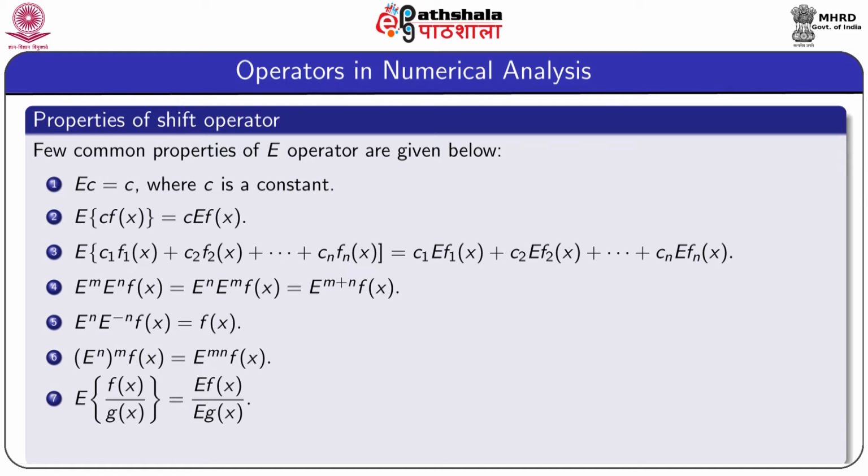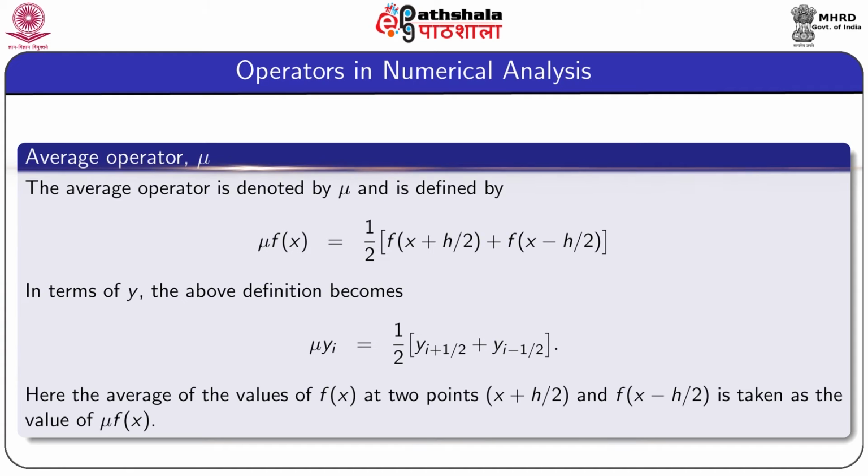The shift operator can be applied to the division of two functions, and the property gives E of f x by g x equals E of f x by E of g x, but this property does not hold for the forward difference operator and backward difference operator. This is only valid for the shift operator. The shift operator for the product of two functions is given in property 8: E of f x into g x equals E of f x into E of g x. So, these are a few important properties of the shift operator.